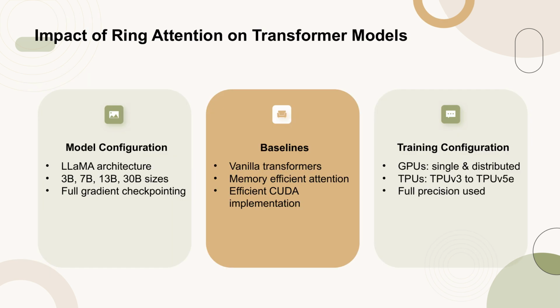In this study, the authors evaluate the impact of ring attention on transformer models using the Llama architecture with model sizes ranging from 3B to 30B. They apply full gradient checkpointing to both attention and feed-forward networks, following established practices. The baselines for comparison include vanilla transformers, transformers with memory-efficient attention, and those with both memory-efficient attention and feed-forward networks. The training configuration involves experiments on both GPUs and TPUs, including single and distributed GPU setups, as well as TPU generations from TPU-v3 to TPU-v5e. Notably, all results are obtained using full precision.